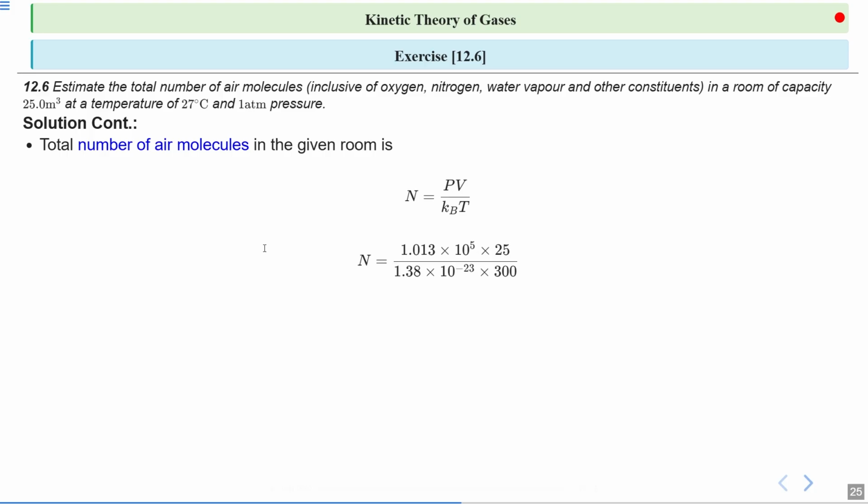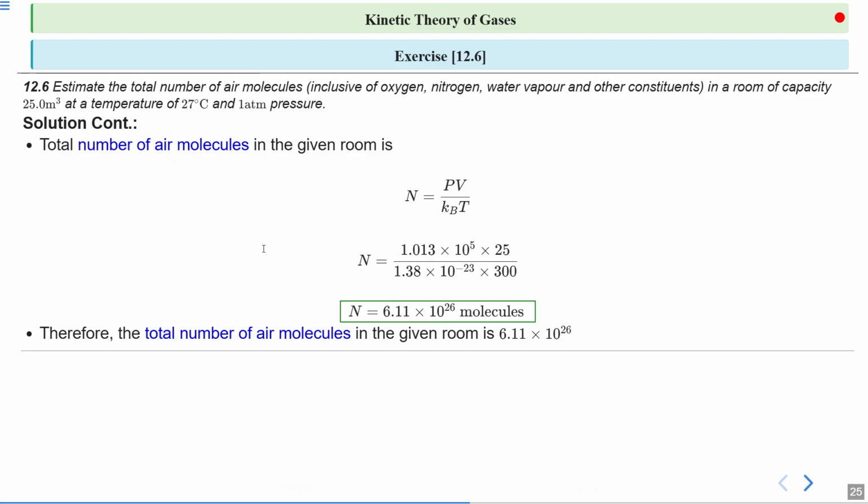So now let's substitute the values into the formula. N equal to 1.013 into 10 raised to the power 5 into 25, divided by 1.38 into 10 raised to the power minus 23 into 300. Here we convert the temperature to Kelvin by adding 273 to the Celsius temperature. After performing the calculation, we find that N is equal to 6.11 into 10 raised to the power 26 molecules. Therefore, the total number of air molecules in the room is 6.11 into 10 raised to the power 26.